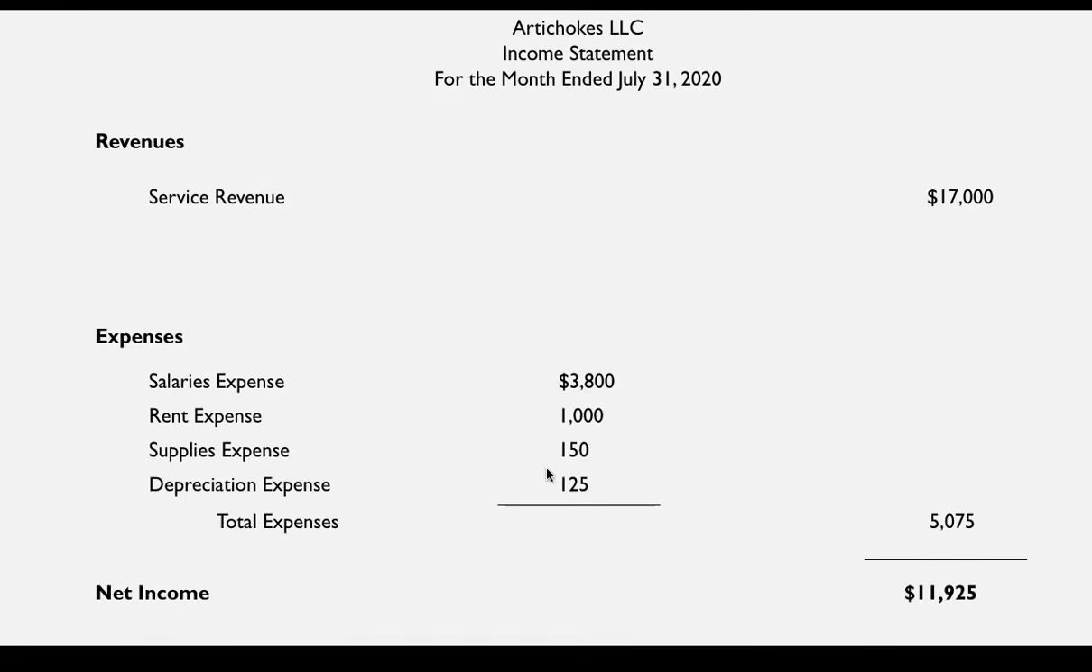Now, the reason that we did an income statement first is because we're going to need that net income amount to help us fill out this next statement. So the next statement we're going to make is an owner's equity statement. Once again, owner's equity statements are for a period of time, right? For the month ended, in this case, could be for the year ended, for the quarter ended. It's for a period of time.